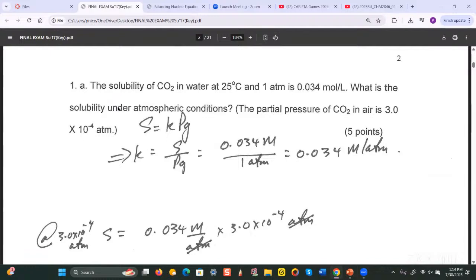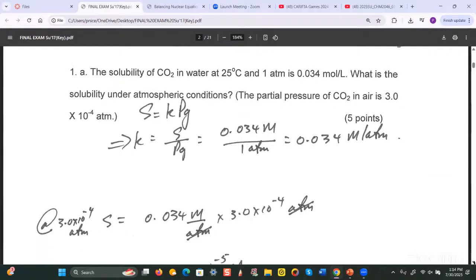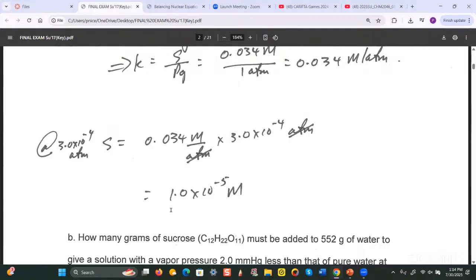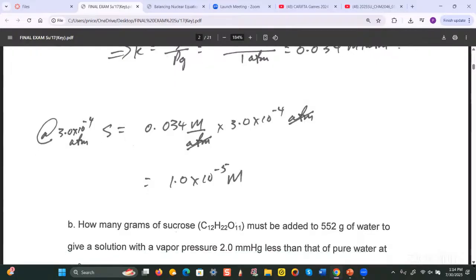So again, we'll be using the same equation, but this time we'll be multiplying the 0.034, which is K, by the pressure of the gas, which is 3.0 times 10 to the minus 4. And that's basically the setup here. All right, solubility is equal to 0.034 M over atmosphere multiplied by 3.0 times 10 to the minus 4 atmospheres. And that's pretty much it. You do the calculation and you get your answer rounded off to 2 sig figs in this case. All right? So that's pretty much how that is done.